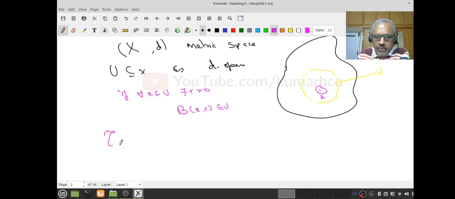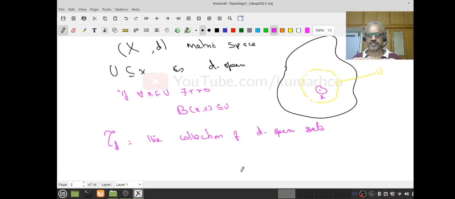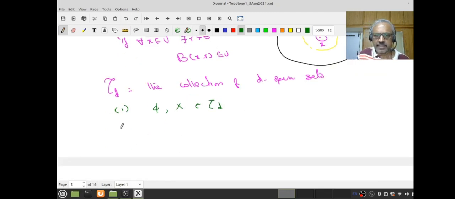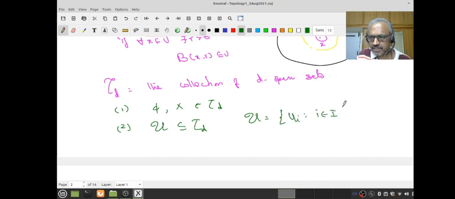Now if I look at tau_d, the collection of d-open sets, I will not say hereafter d-open sets. When the metric d is fixed, I will simply say open. Then what are the properties it does have? The first property is the empty set and x belong to tau_d. And the second thing is, if U is an arbitrary collection of elements of tau_d, if you want you can write it as U_i where I is an indexing set, then the union of U_i, i in I, I also write it as union of script U.